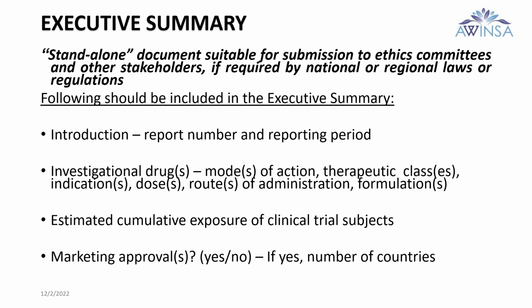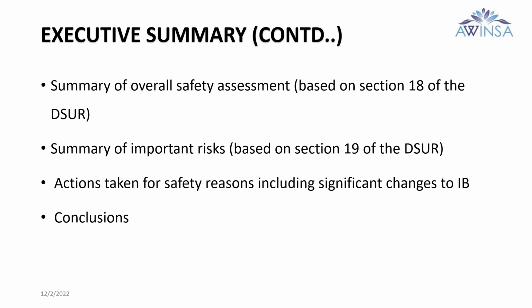The information which should be included in the executive summary is the introduction, which includes the report number and the reporting period. Then the investigational drug, its mode of action, the therapeutic class, indication, dose. I mean, everything about the investigational drug has to be included, including the route of administration or formulation. Then the estimated cumulative exposure of clinical trial subjects, and the marketing approval: whether the product is marketed or not, and if it is marketed, then in how many countries. Then the summary of the overall safety assessment based on section 18, which is presented in the body of the DSUR too, and the summary of the important risks based on section 19 of the body of the DSUR. And finally, the actions taken for safety reasons, including the significant changes to the IB, and ultimately the conclusion section. So this all encompasses the presentation in the executive summary of the DSUR, which is presented before the body of the DSUR starts.